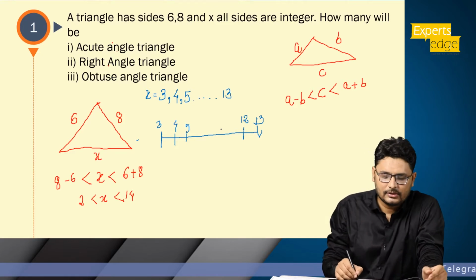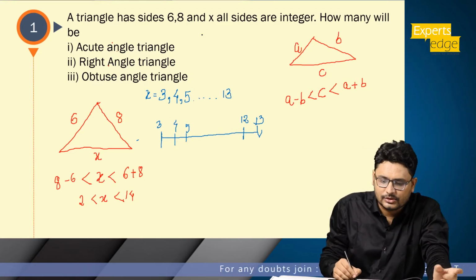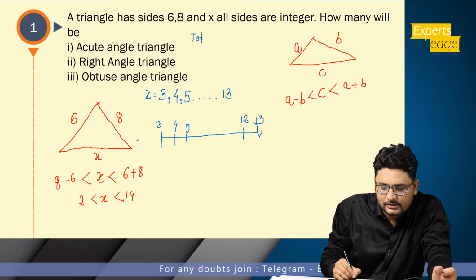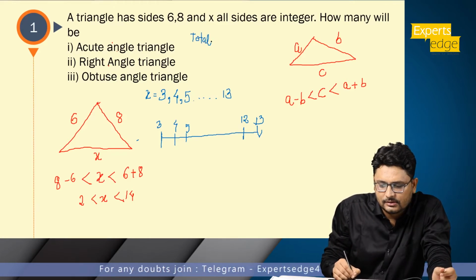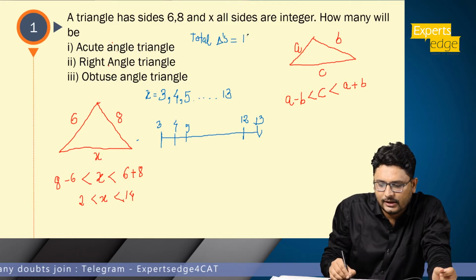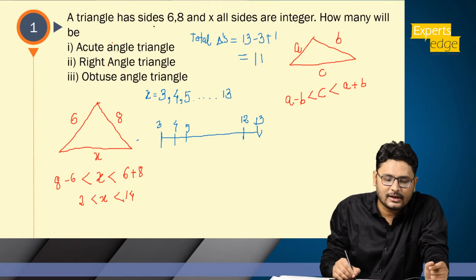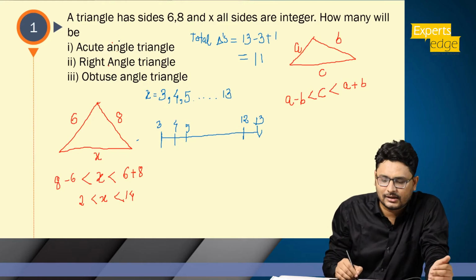Okay, now itne hi triangles hai. Ab itne triangles mein se how many triangles are this? So let me count total triangles. Kaise karta hai total triangles? So total triangles will be bigger number minus smaller number, 13 minus 3, don't forget to add plus 1, right? So 13 minus 3, 10 plus 1, 11 are the total triangles. Now out of 11, I need to bifurcate into these 3 categories.